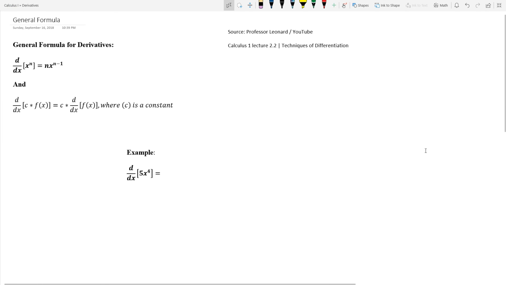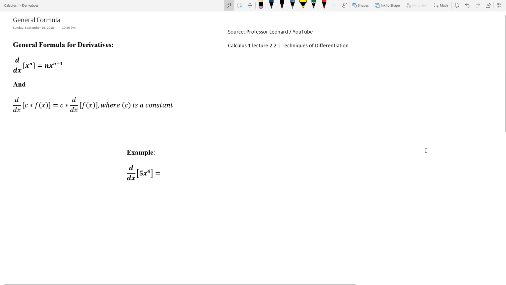So now that we've worked through limits, we're going to look at derivatives. And of course, this is from Professor Leonard on YouTube. His Calc 1 lecture in 2.2, Techniques of Differentiation is what this is called. The general formula for derivatives allows us to work with more complex polynomials or strings of addition and subtraction in such a way that we can find the derivative much faster.